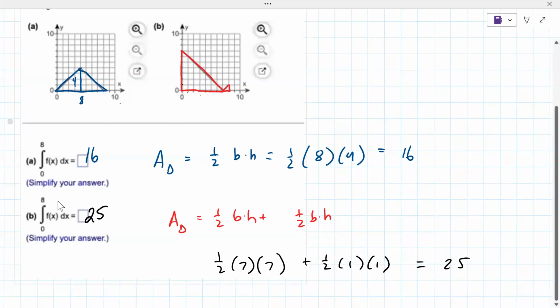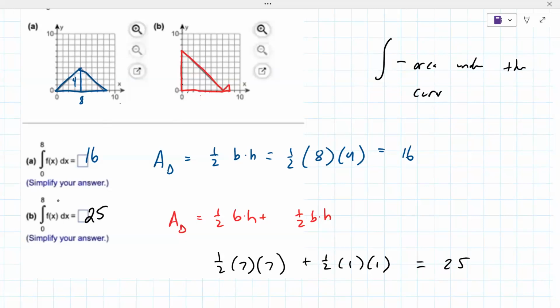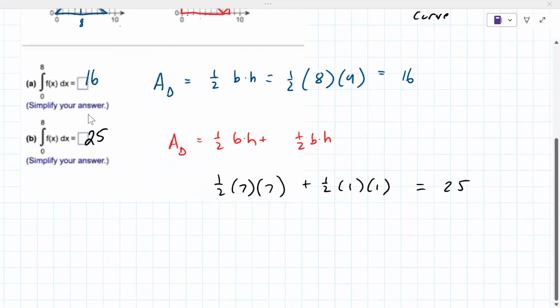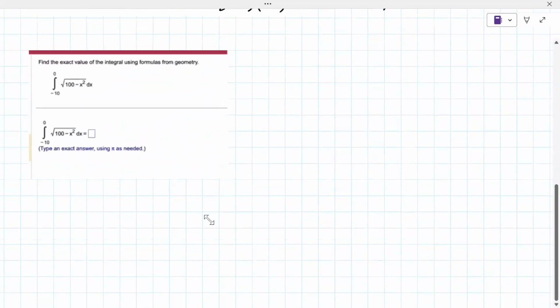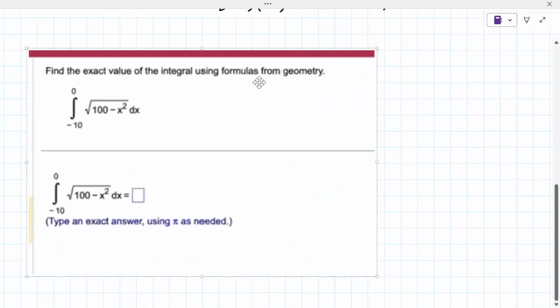So this integral symbol, this symbol right here, means area under the curve. Okay, we're going to move to number three. Is that okay? Any questions on that? No. Okay.